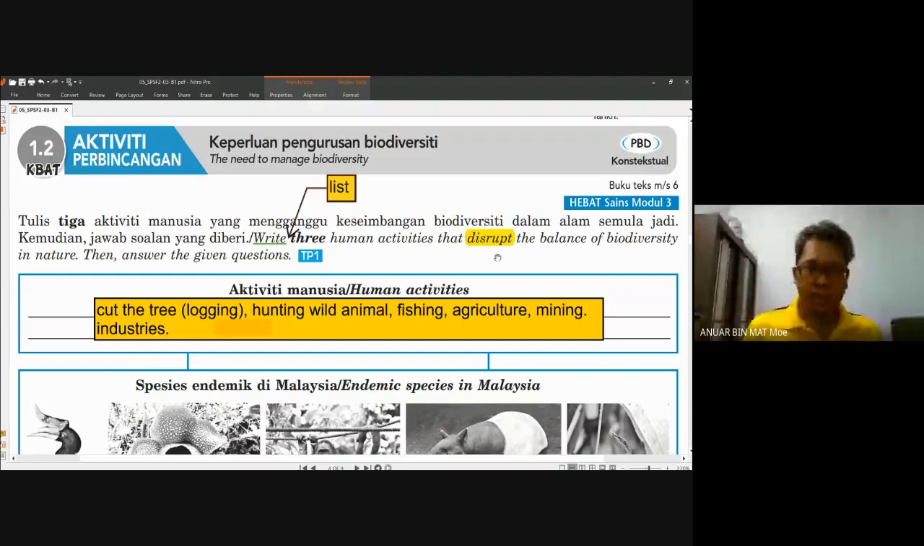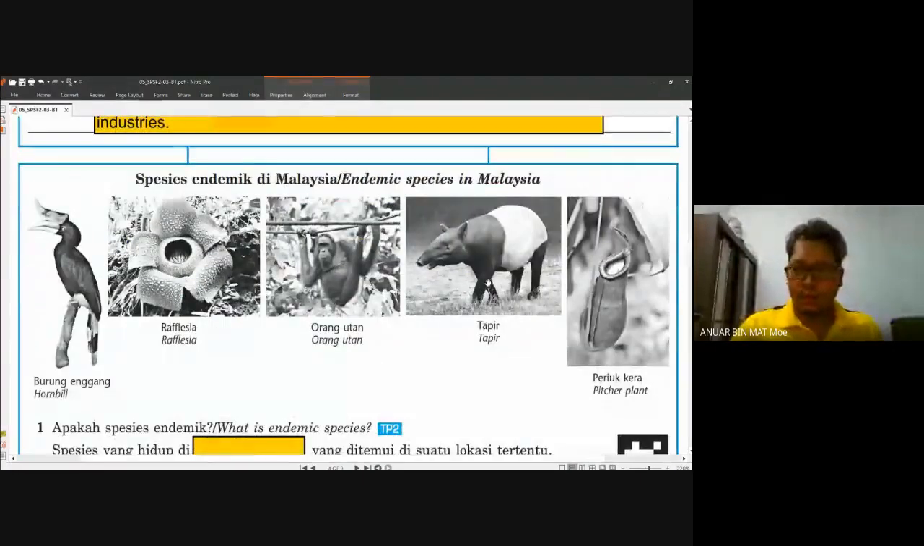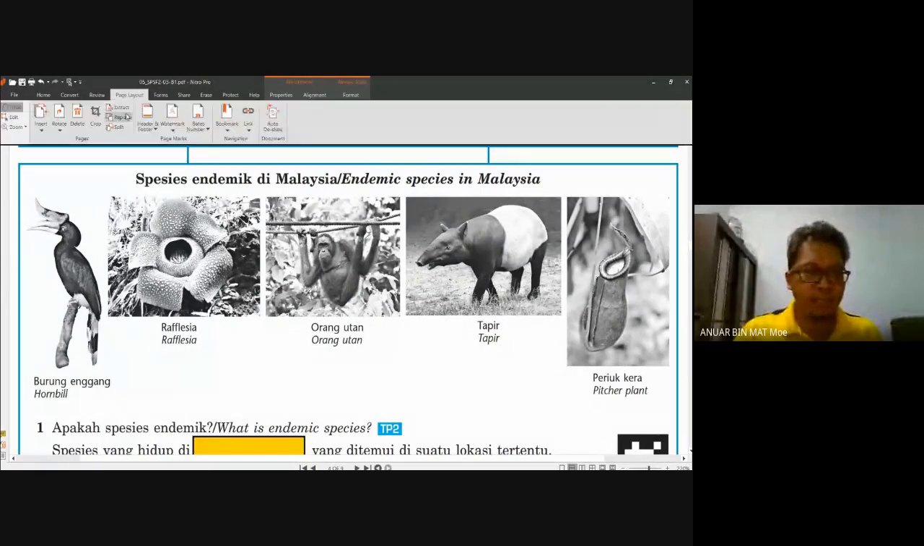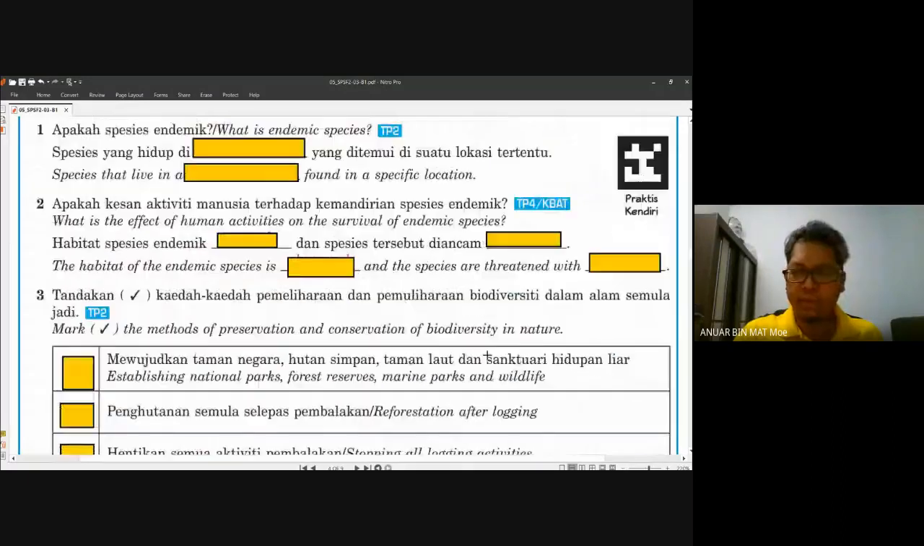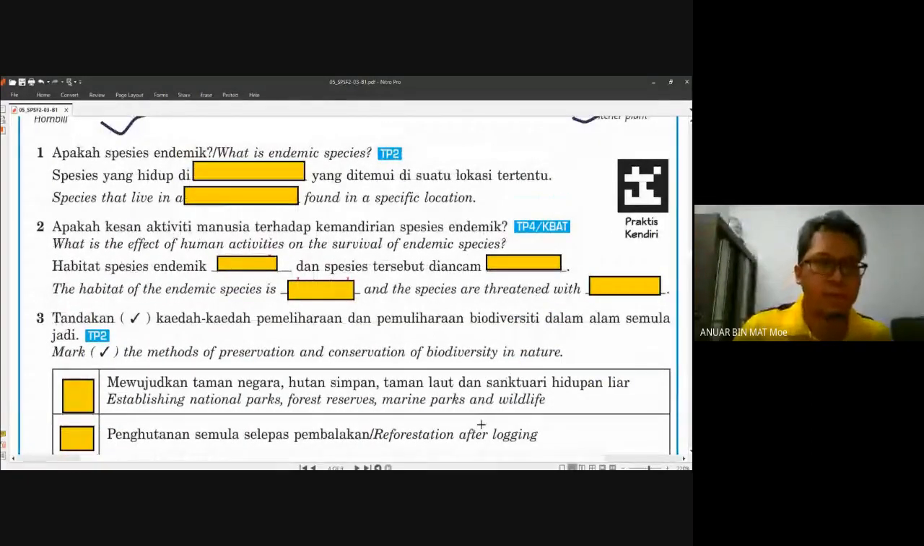So next one. I show you the picture of the endemic species in Malaysia. For example, the hornbill, Rafflesia, orangutan, tapir, and pitcher plants. Question number 1. What is the endemic species? A species that live in a... Can you follow me? Is it okay?